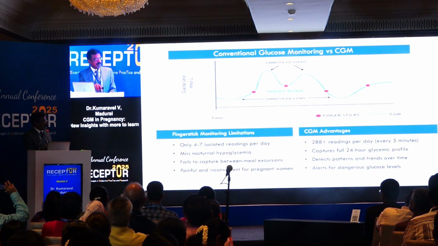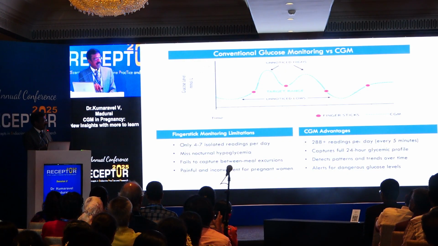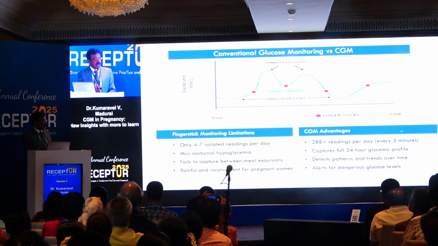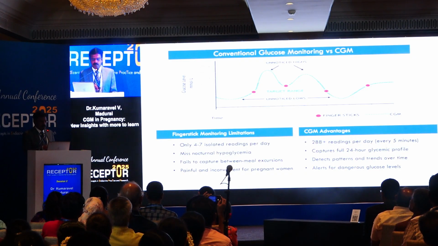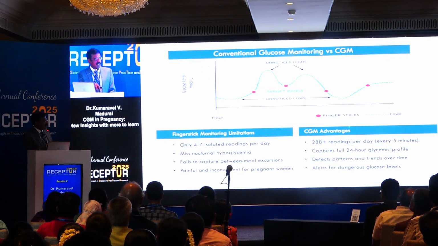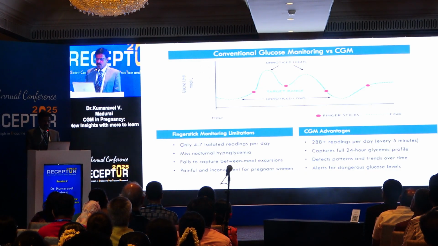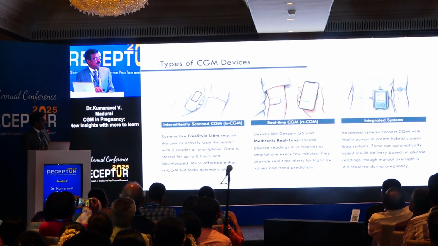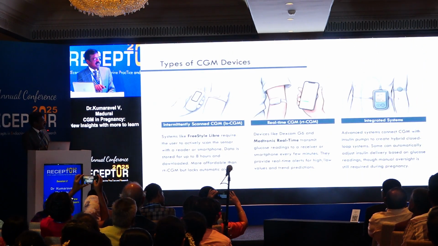So the CGM advantage is that you can have more than 288 readings per day, where it records every 5 minutes. And again, this depends on whatever CGM you have been using. It captures the full 24 hours glycemic profile. It detects patterns and trends over time, and it can also alert for a dangerous glucose level. So the types of continuous glucose monitoring: one, you have a CGM which is placed.